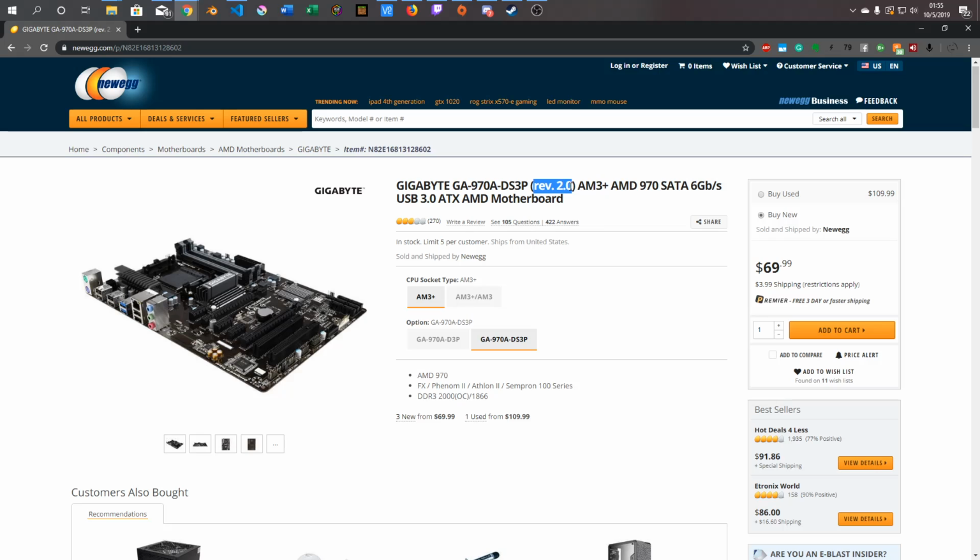That Rev2 is the revision number, which means that there were problems in the first one and that they couldn't just send out a BIOS update for it. So this is the second revision. This tells us what type of processor it can support. This tells us the chipset it supports.